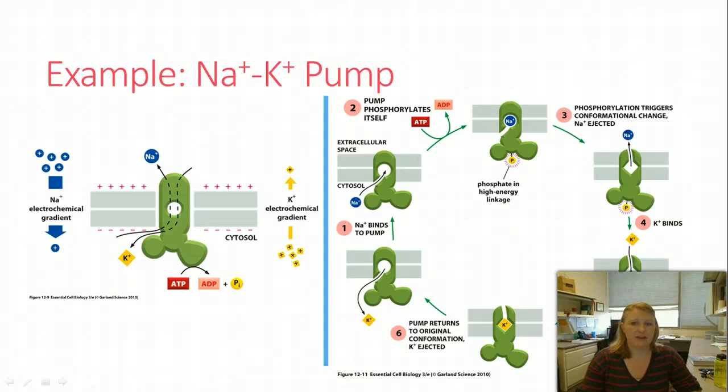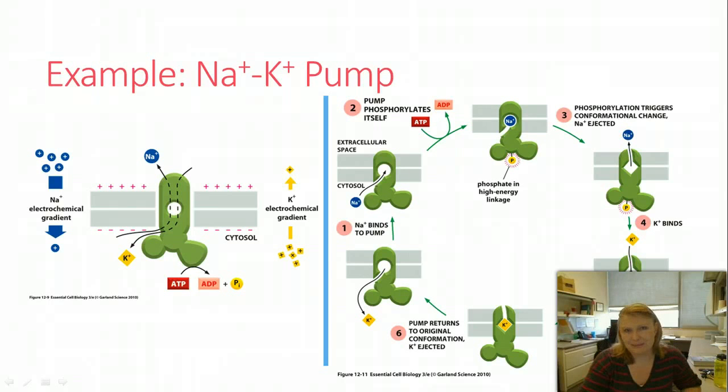This high energy phosphate is going to change the conformation of this enzyme. It's going to release that sodium to the outside of the cell, which changes the conformation and allows potassium to bind, brings potassium into the cell, releases the high energy phosphate, and restarts this entire process. So it's using that ATP to help pump sodium out against the electrochemical and the concentration gradient and bring potassium into the cell. So it's really important to understand how this works.